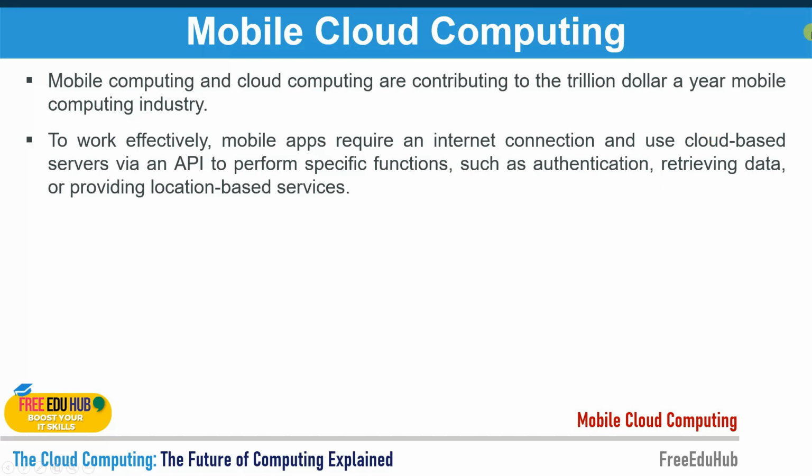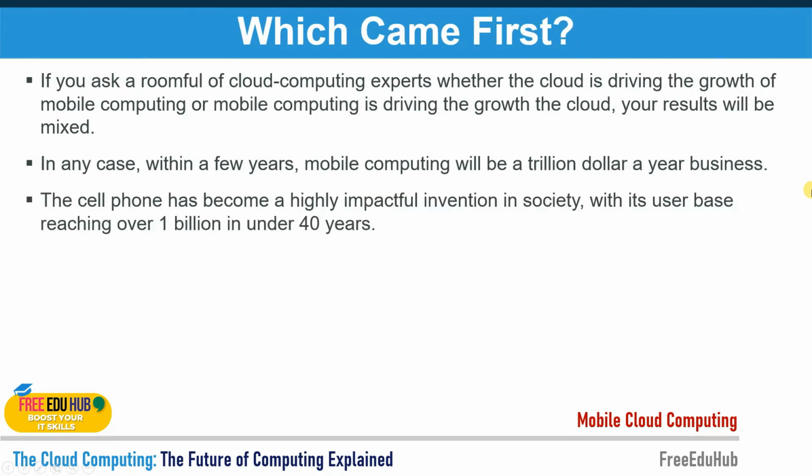To work effectively, mobile apps require an internet connection and use cloud-based servers via application programming interfaces to perform specific functions such as authentication, retrieving data, and providing location-based services. Since we have mobile phones in our hands and they are connected to the internet, either through Wi-Fi or 4G or 5G mobile data, we are authenticated using the credentials that we pass. We'll be able to retrieve the data. We can even send our current location to decide the delivery point or the delivery address, etc.